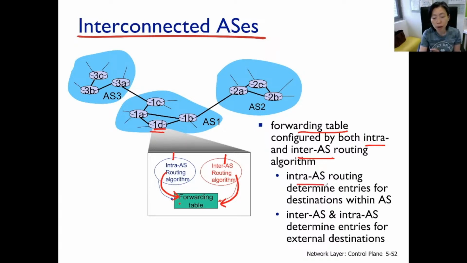The intra-AS routing determines the entries for destinations within the AS. And inter-AS determines entries for the external destinations. To be precise, the inter-AS determines which gateway router you should be passing the data to. But intra-AS will also be telling 1D here how to go to that particular gateway router, what is the right way. So you see here the interplay of inter-AS and intra-AS routing for packets going outside of the AS.